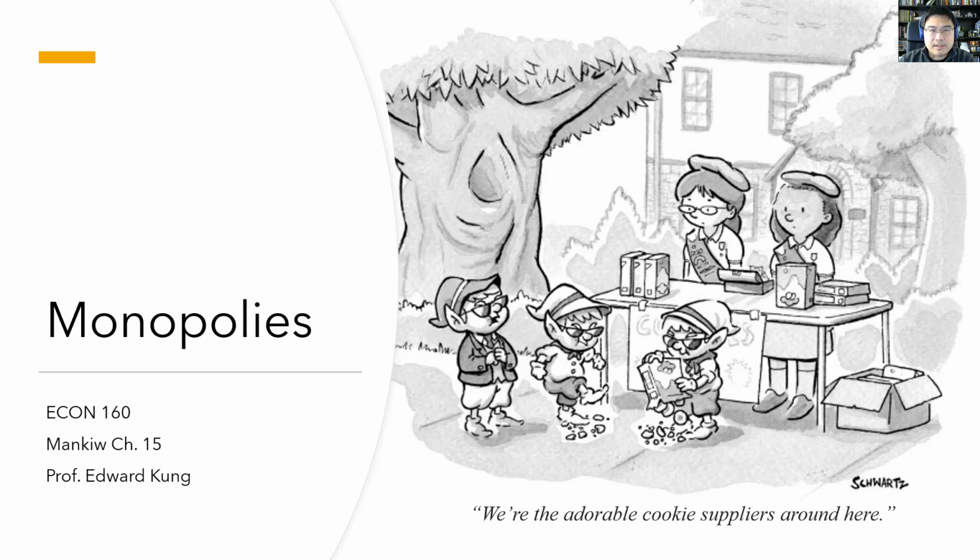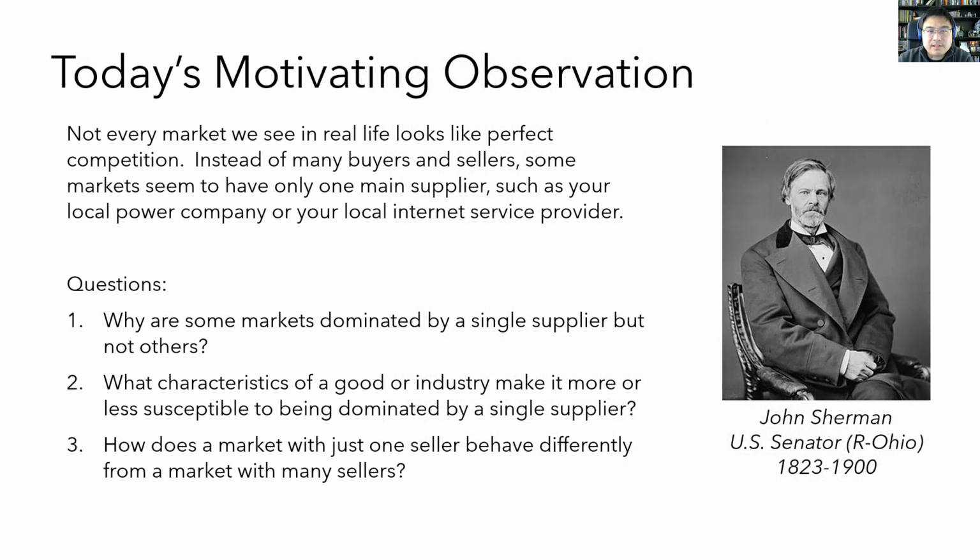Today's lecture is on the topic of monopolies. In our previous lecture, we looked at perfectly competitive markets. That is, markets with a lot of buyers and a lot of sellers, and where firms could freely enter or exit the market. But the sharp observers among you may have quickly realized that this isn't really a very good description of all markets, right?